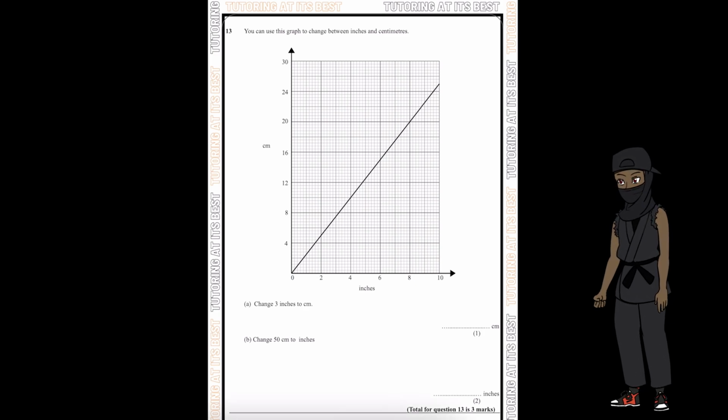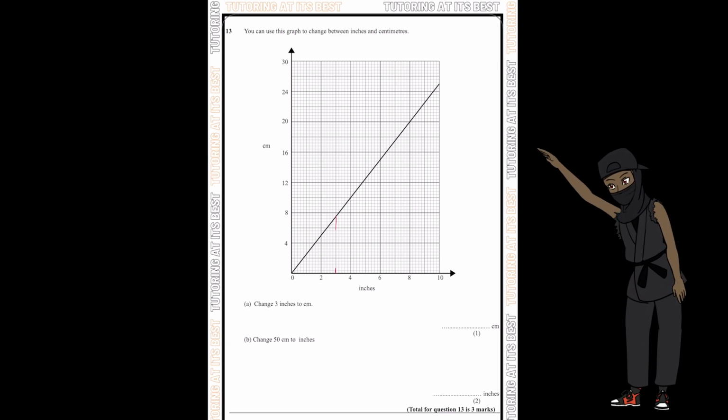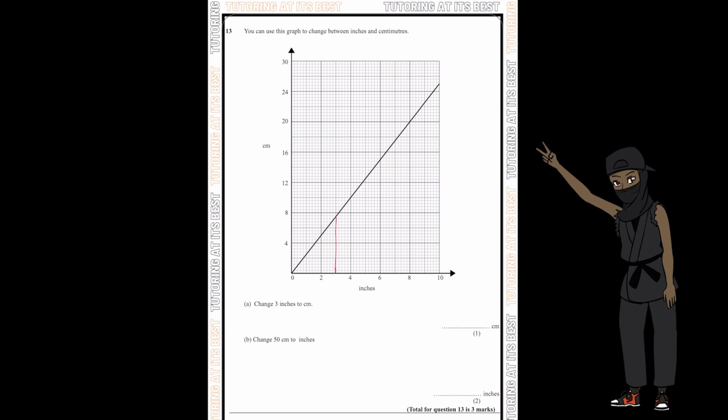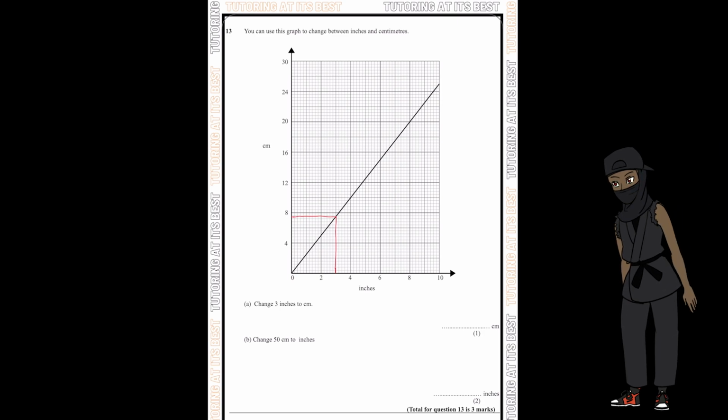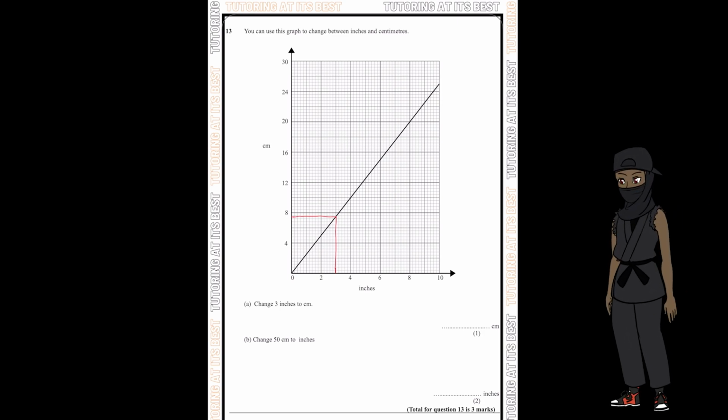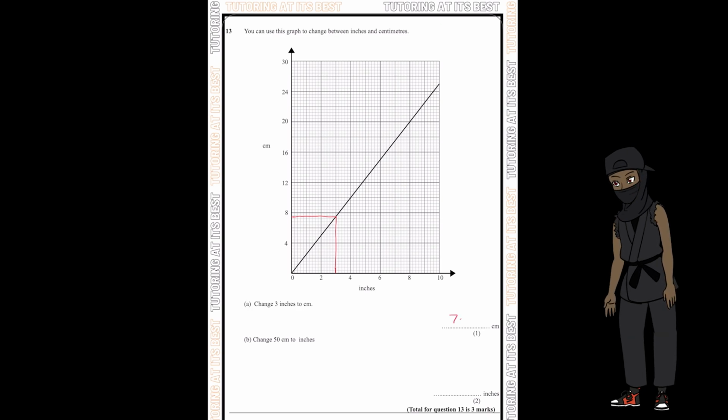Well, the first thing we want to do is simply find 3 inches on the graph, which is merely this point here, and follow this point until we reach the line in our graph. And once we've hit it, we turn left and go towards the y-axis. So that there tells us that this could be anywhere between, let's say, 7.4 and 7.6. So we'll just put in 7.5.